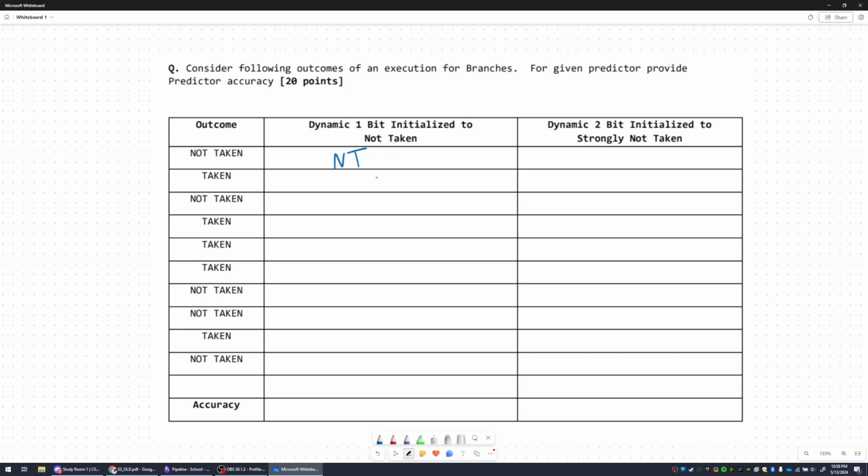Not taken, right? And then the outcome is not taken. So that's fine. Not taken. Wrong. So then this switches to taken, right? And then this is wrong. So this switches to not taken. And this is wrong. So this switches to taken. And then that's correct. And then this is wrong. So it switches to not taken. This is correct.